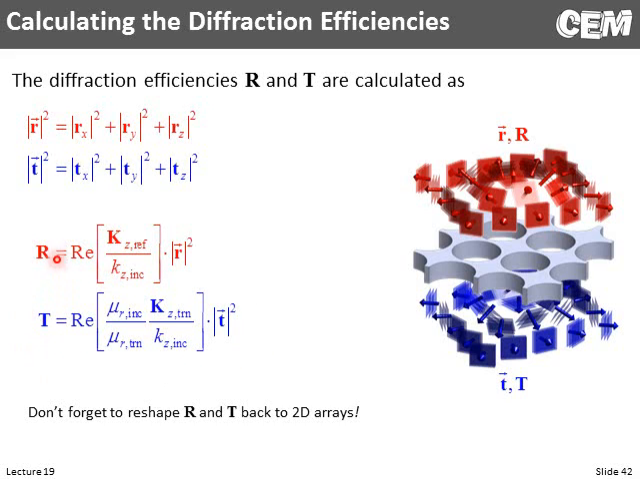And don't forget, these are column vectors. We'll need to reshape those back to a two-dimensional array if you want to make it look kind of like these diffracted modes. Like you could lay that array right down on top of those and see how much energy or power is in each one of those modes.